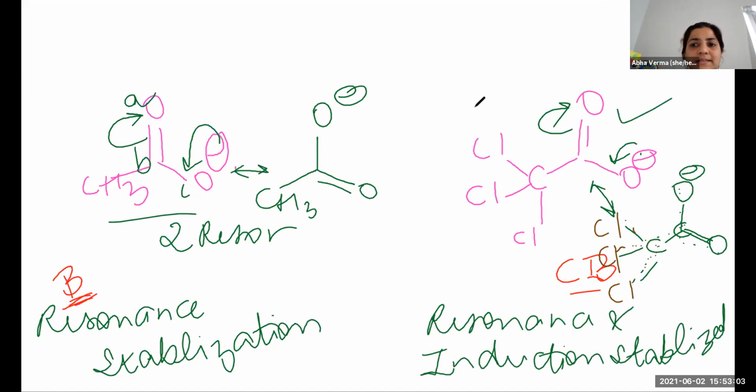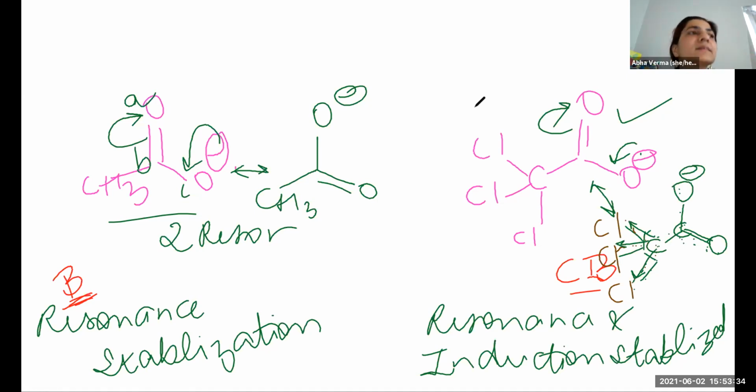Anybody who does not understand this? I have a question. Go ahead, Sydney. I get the resonance. I just have a question about the induction stabilized. So is the induction coming from, you said, the pull between the two carbons because of the Cl? Yes, the electronegative Cl. So that has to do with the dipole thing? Yes. So it is pulling the electrons. And when you're talking about induction, you're talking about the dipole stuff, right?